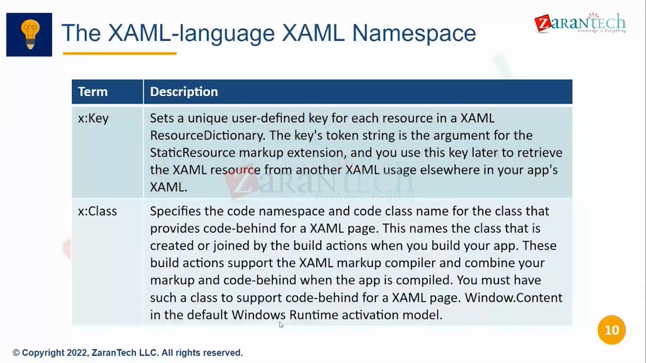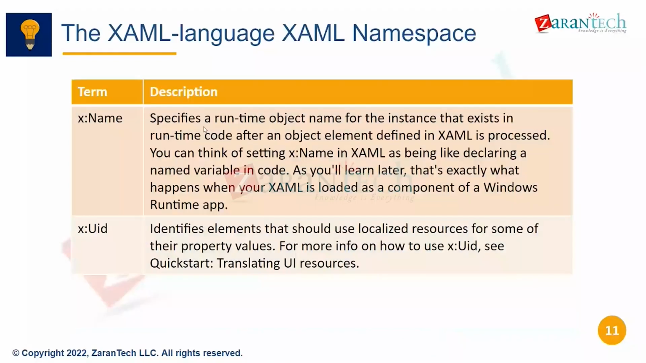X class lets you know what the code-behind file is. X name is for a runtime, visible control; it gives you the control through x:Name to identify it. UID is the same: it assigns some kind of ID to your resource, like resource IDs. Okay, we will let you know.